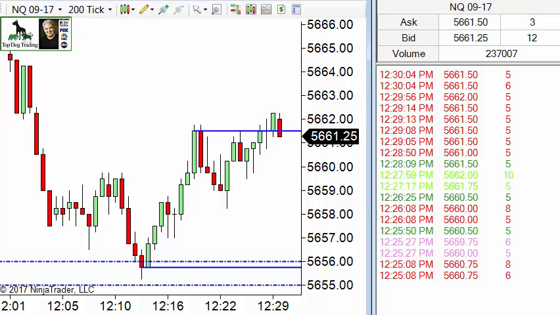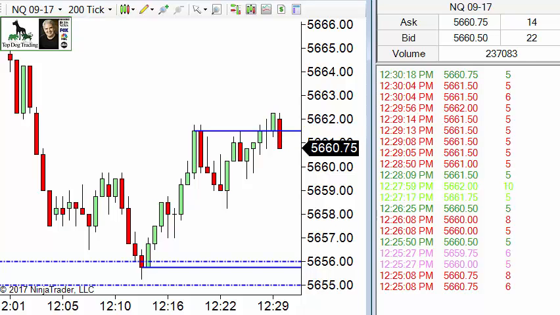All right, hello and welcome to this video on tape reading. Actually, it's a tape reading tutorial for futures, but it applies for stocks too. So we've got a little higher high here. This is the point. You can see the blue line. The question is, will it continue to follow through to the upside or to the downside?